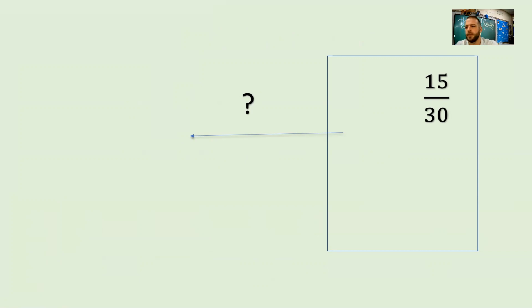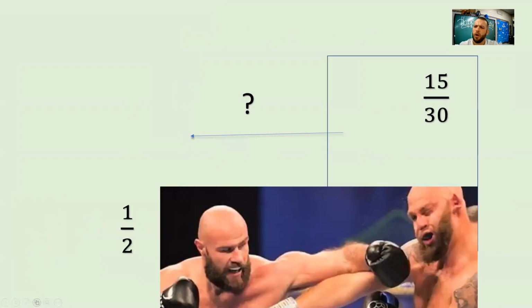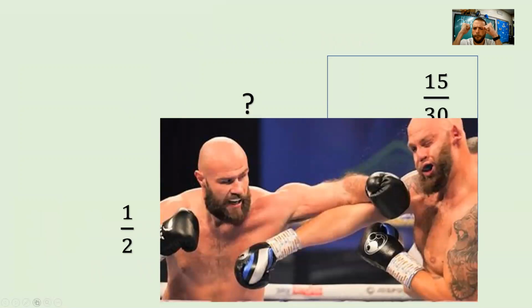That's where the music comes in. Bop, bop, bop. We are going to find equivalent fractions with boxing. Oh, that's fun, right? So 15/30 is equal to 1/2. How do we find that? Boxing. I'll explain.